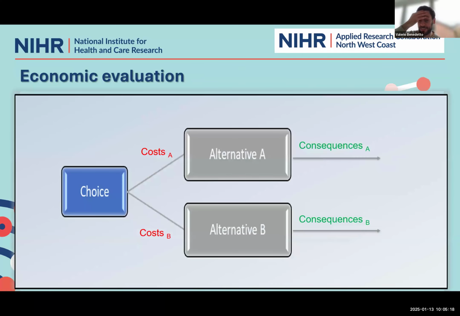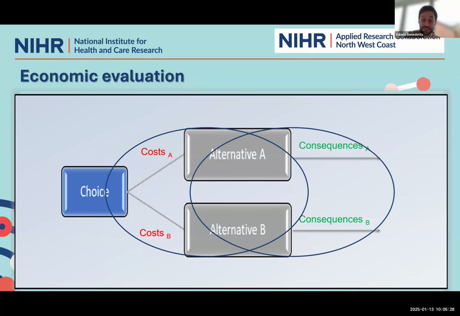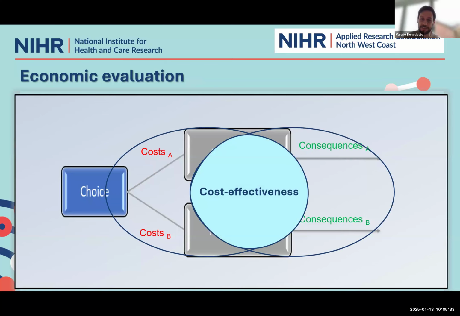Right, so this is our usual diagram with the typical structure of an economic evaluation. We cover the costs, we cover the consequences in the last session, and now we talk about cost effectiveness together. So we bring everything together in this session.